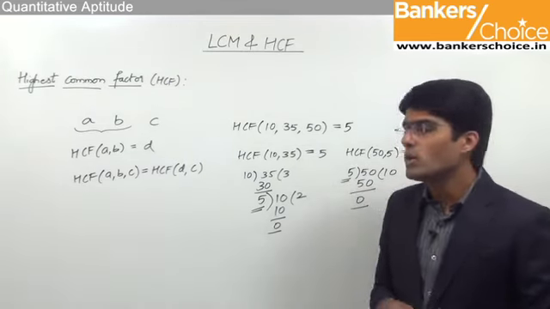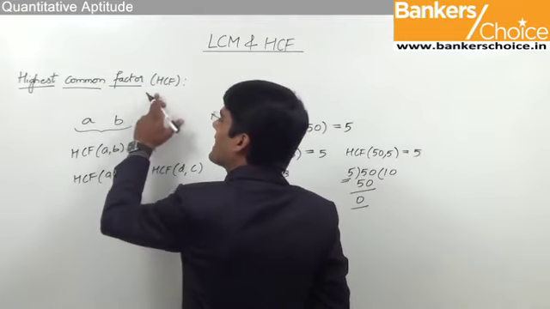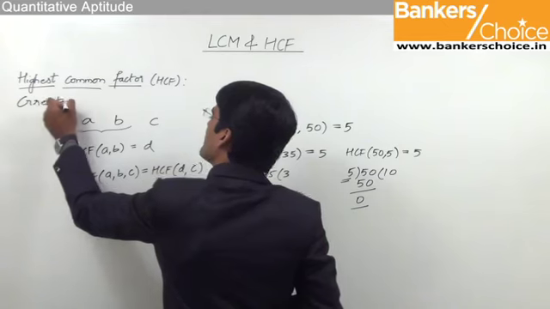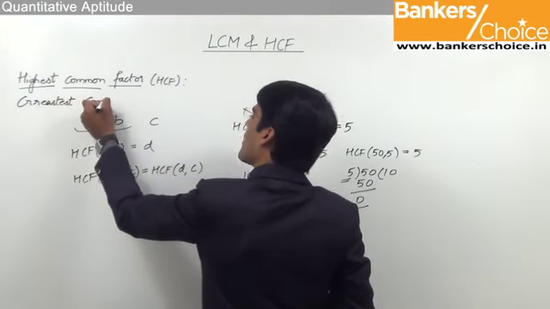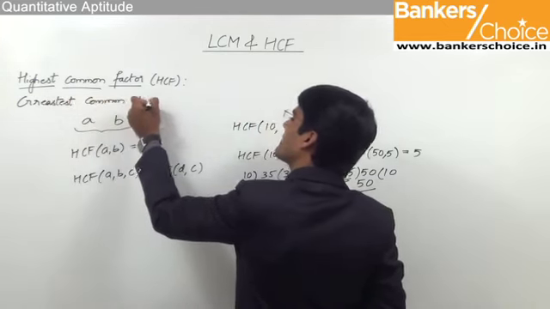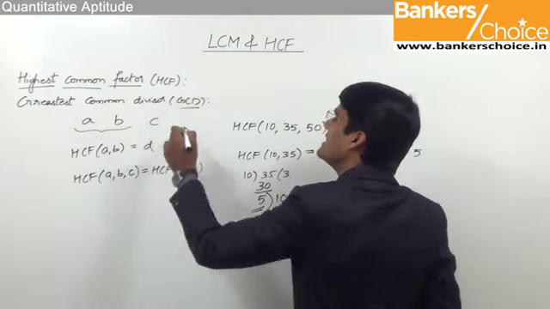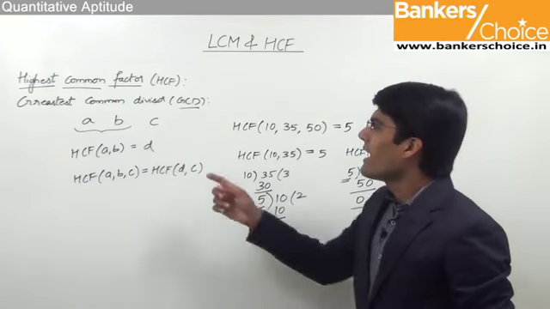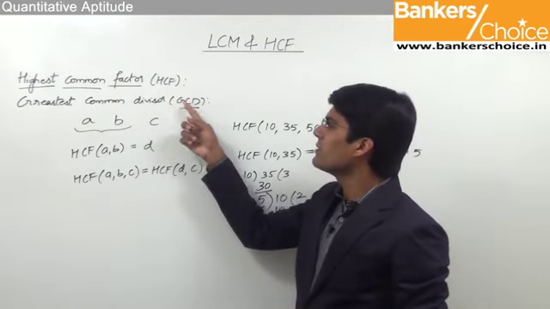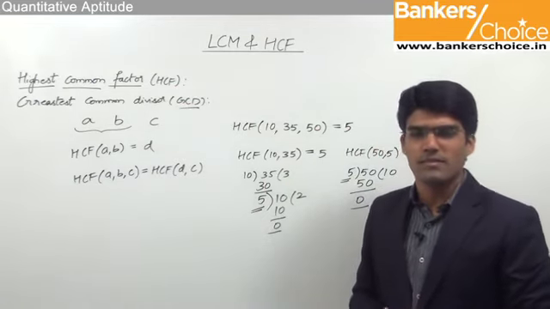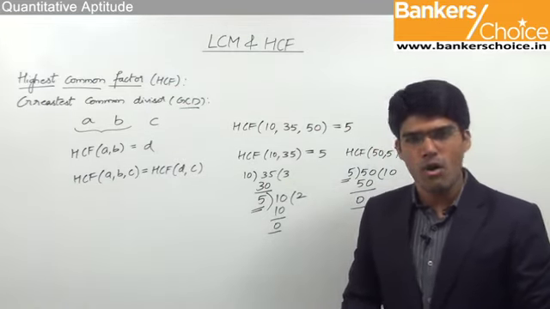One more point that I would like to add here is highest common factor is also known as greatest common divisor. Greatest common divisor. So it can also be termed as GCD. So GCD is same as HCF. Highest common factor is equal to the greatest common divisor. Why? Because divisor is nothing but a factor. So either we can call it as HCF or GCD.